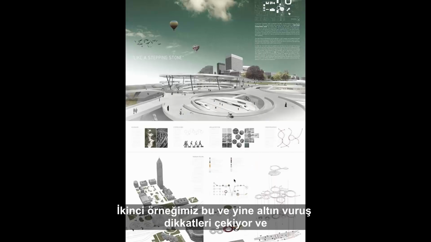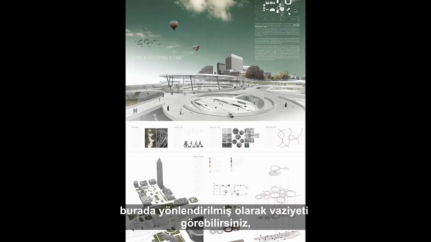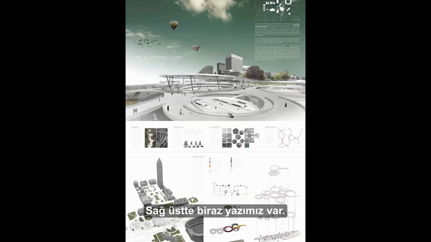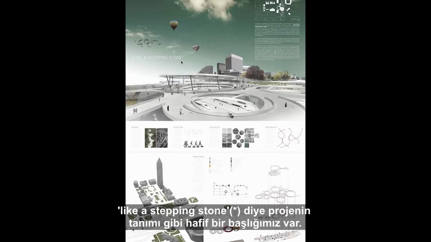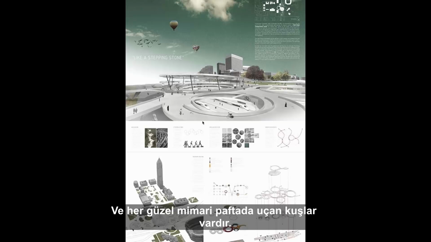The second panel here, again, the money shot draws you in. It takes about 50% of the panel. You can see a site plan here as to where it's orientated. Everything else is lightly put in. That's not so important. You've got a bit of text to the top right. You've got a quote or a title like a stepping stone which describes the project. And all good architecture panels have some birds flying around.